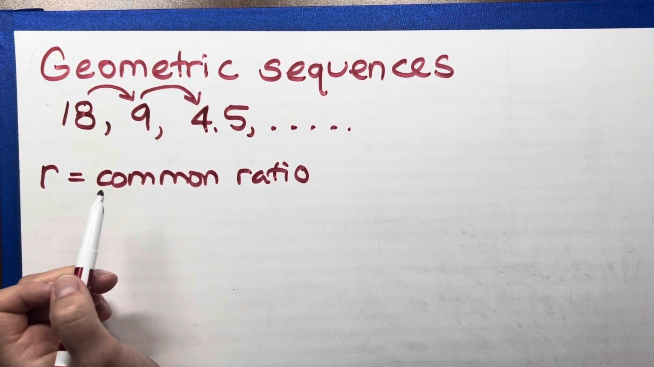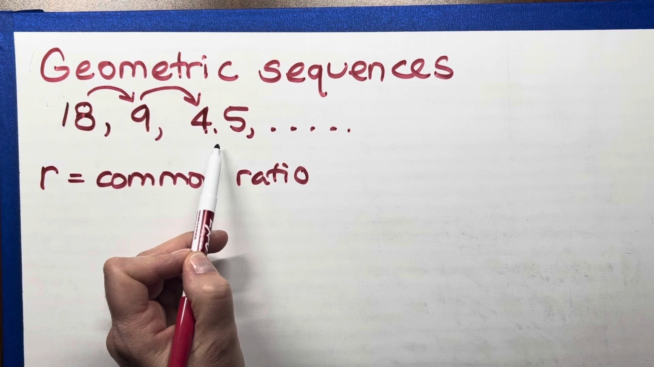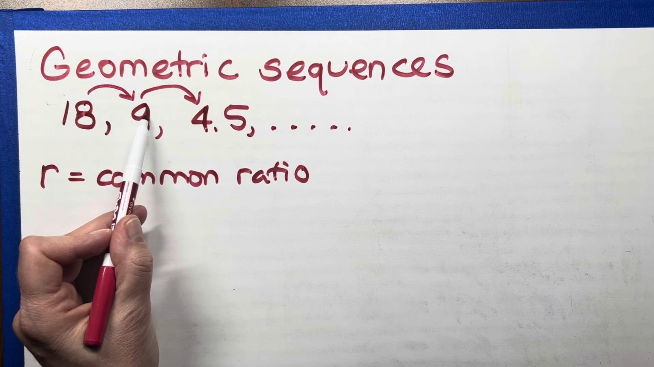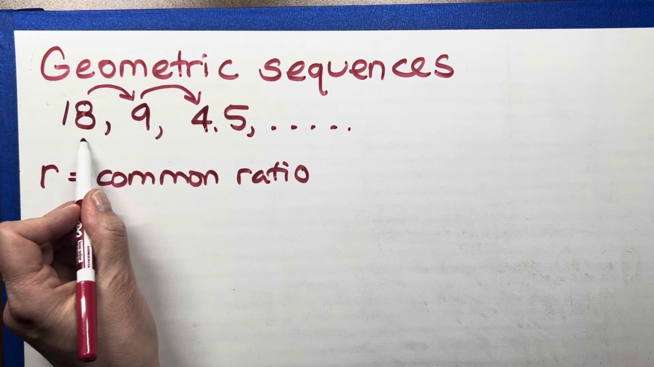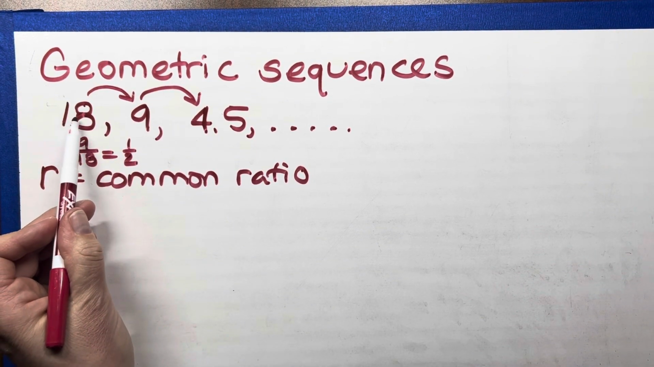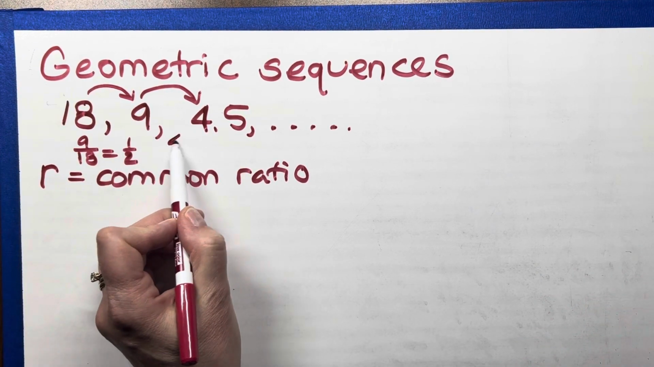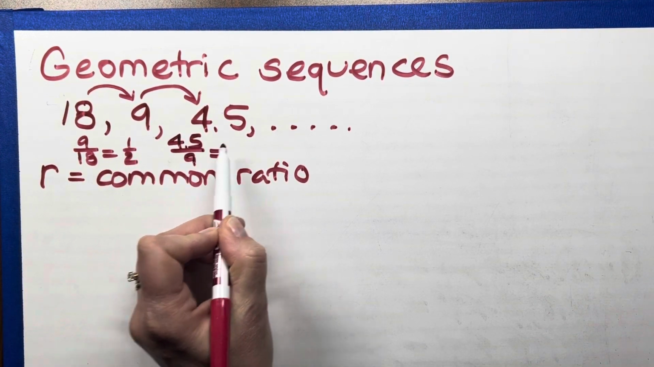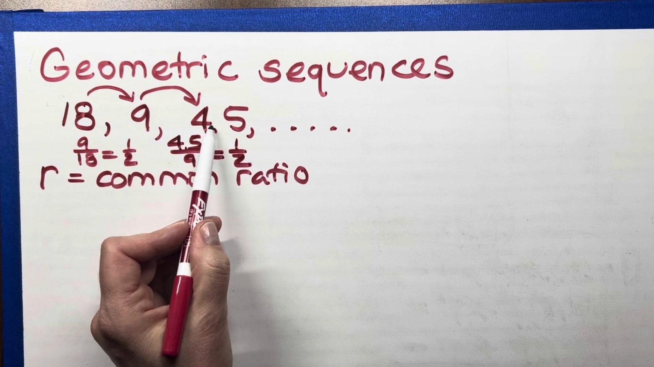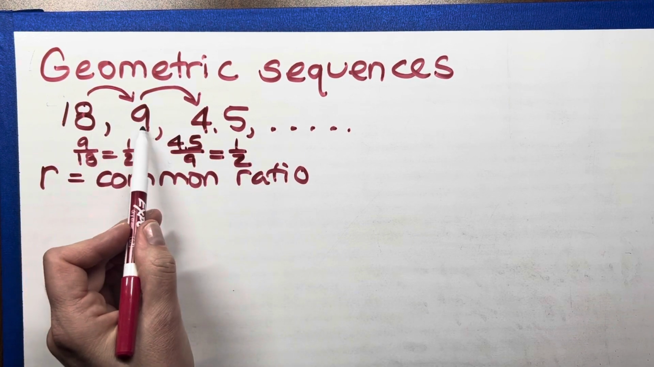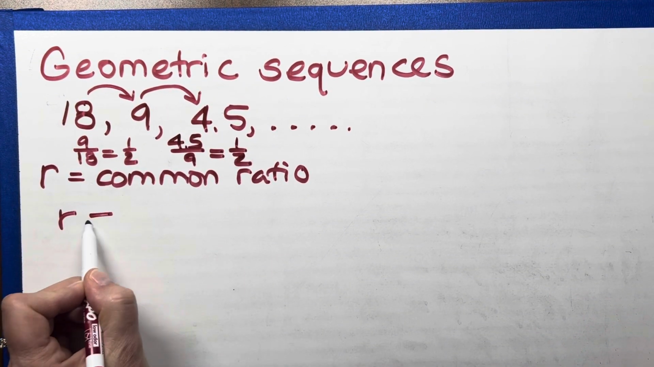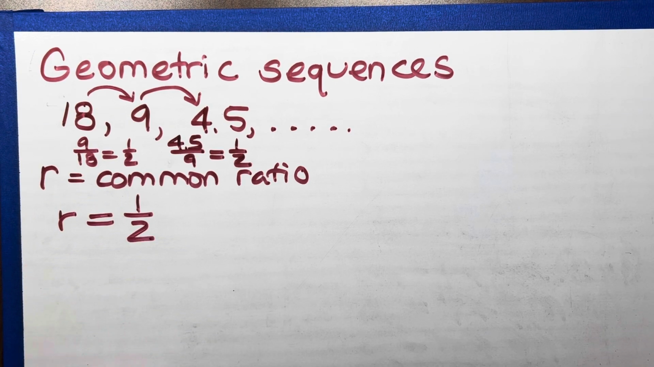Now, the way that we figure that out, especially when you see you've got decimals and things like that, is we're going to take the second term and put it over the first term. So 9 over 18 reduces to a half. And I think, oh yeah, half of 18 is 9. I'm going to do the same thing here: 4.5 over 9. If I reduce that, I also get a half. And yeah, 9 times a half is 4.5. So I can tell that each time the next number is half of the previous number. So for this geometric sequence, the R value is a half.